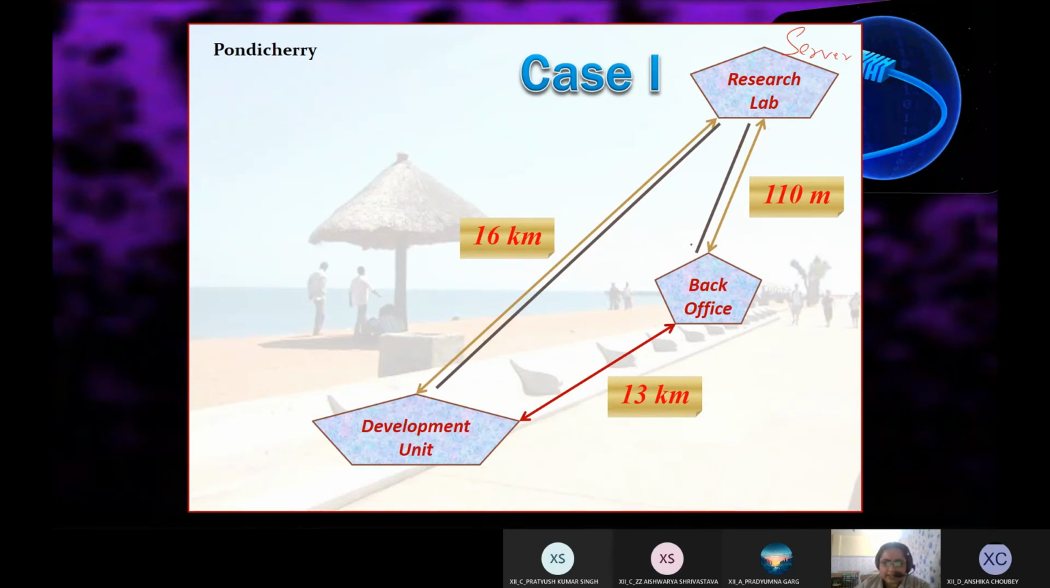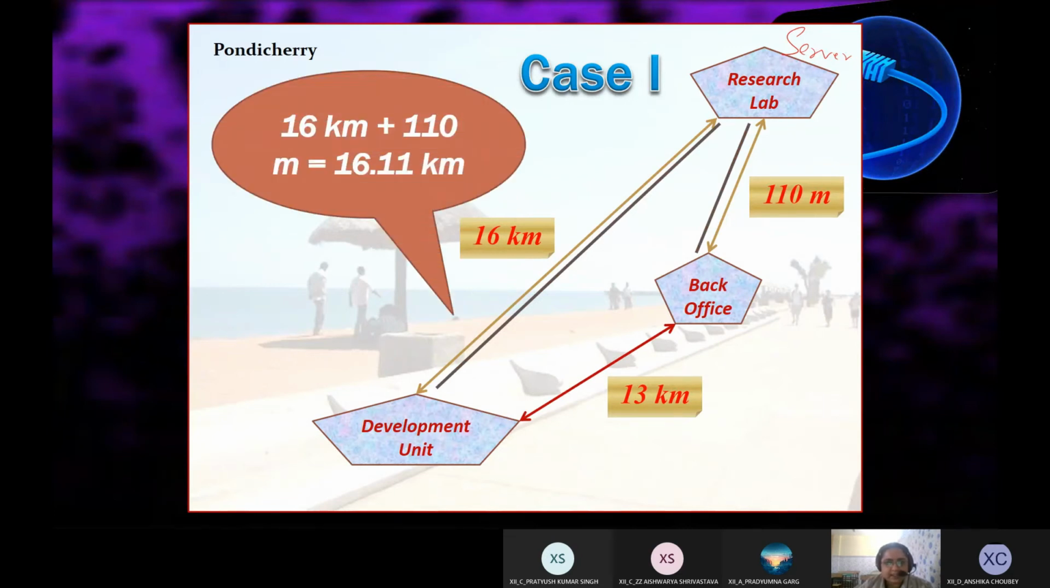This dark gray line is the one which is showing the cabling between the two. So we can just install a fiber optic cable over here and a twisted pair with one repeater over here. Okay. So this is case 1, right? So this is 16.11 kilometers total. 16 kilometers plus 110 meters, which will give me 16.11 kilometers.